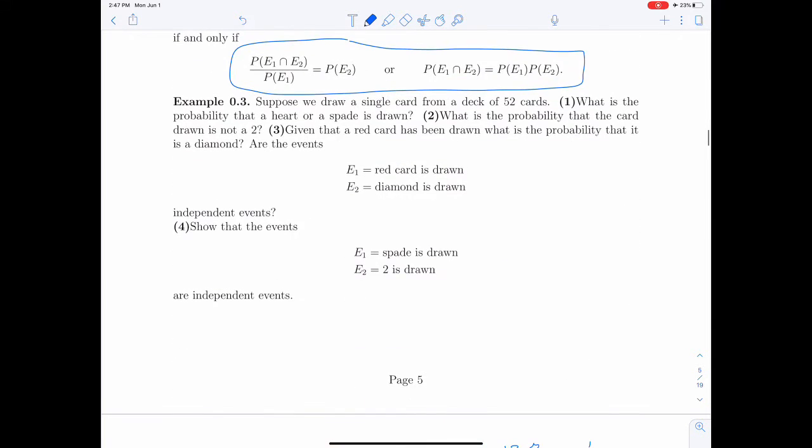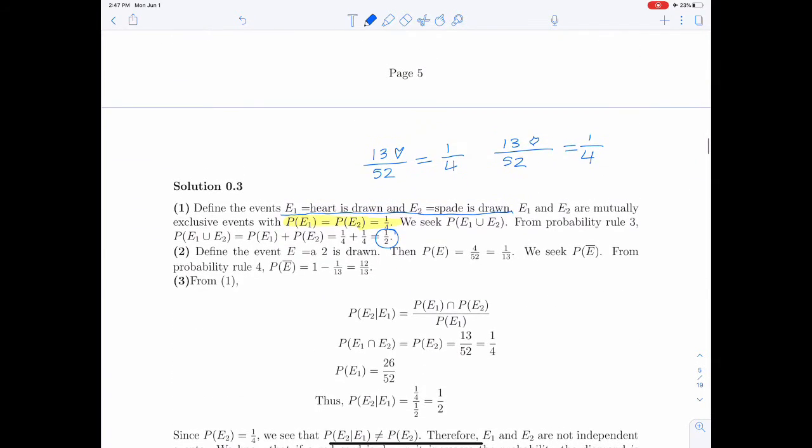So the second question asks, what is the probability that a card drawn is not a 2? This is what I was discussing above with the complement rule. First we define the event, which is just E, a 2 is drawn. So P of E, like I did above: we have 4 2s in the deck out of 52. That gives us 1/13.